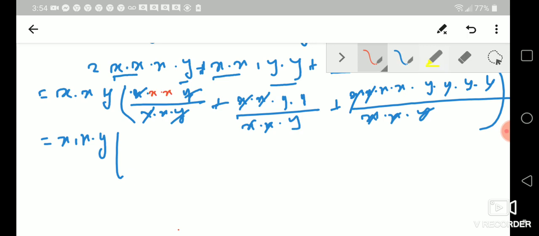So we have x, and then we cancel this x, so we are left with one x, and now we look into the y. So we cancel out this y, we cancel one y, and then we have 4 y's, we cancel one y from here. So what are we left with?